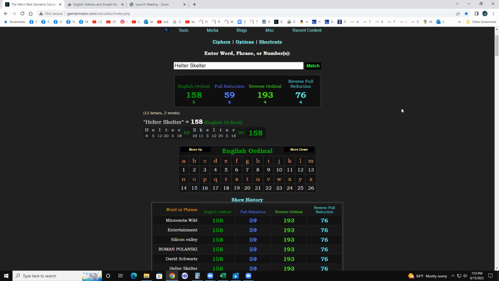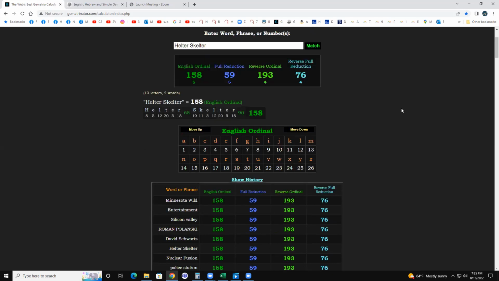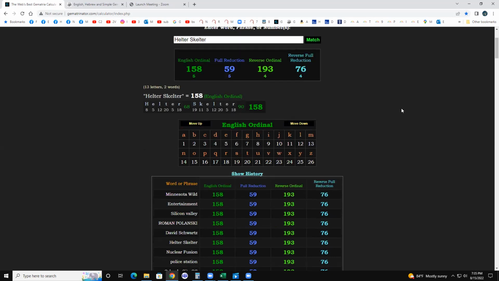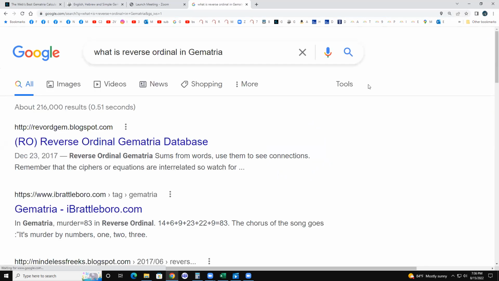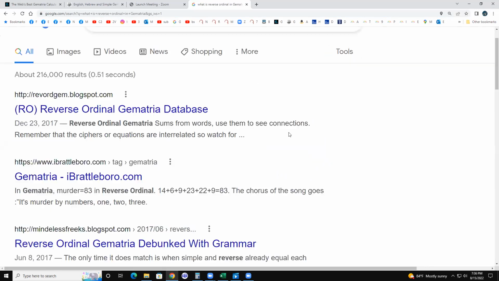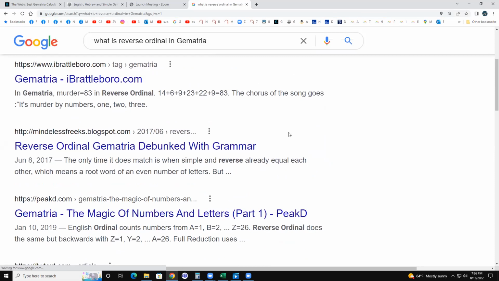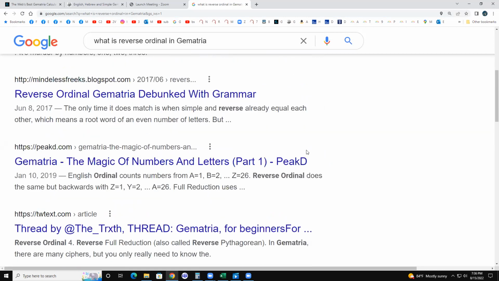they only have 4 ciphers at this website, 4 different ways to convert letters to numbers. If you want to know what English ordinal is, they can explain. If you want to know what reverse ordinal is, what is reverse ordinal in gematria? So there's a database for it. Reverse ordinal gematria, debunked with grammar. The only time it does match is when it is simple and reverse. I don't even know what they're talking about.